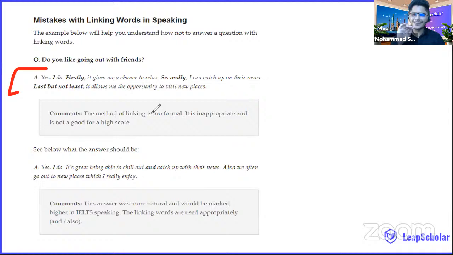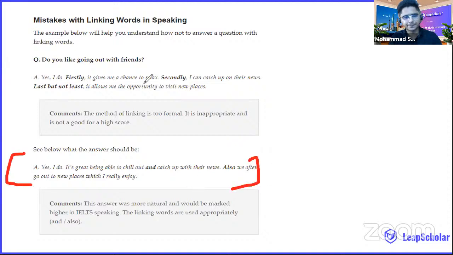Guys, you notice this thing here. This person is trying to speak very formally. This is the language that you use in academic writing. You don't talk to your friends or anyone academically like this. "Firstly, this, secondly, this." No, the better way to answer this would be what? Can you answer like this? Manjunath, can you read this, please?